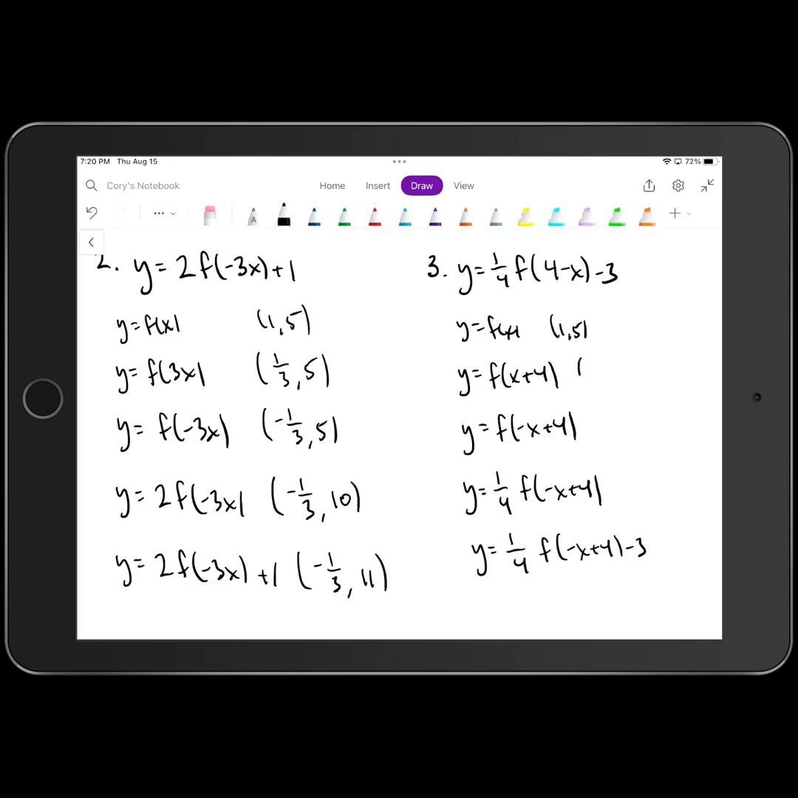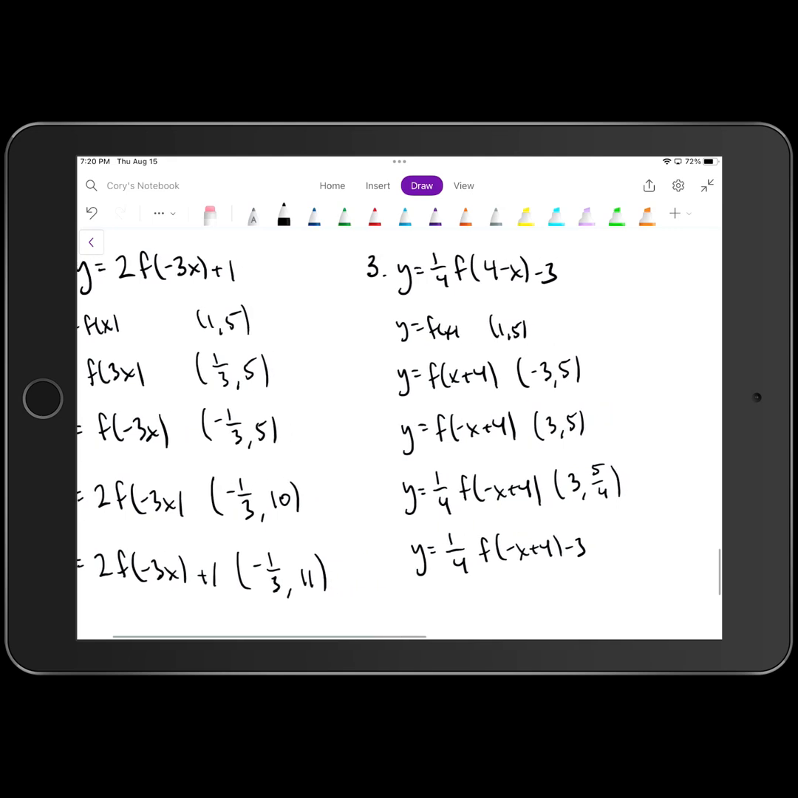Okay, so if we shift the graph to the left 4 units, our point is going to be at negative 3, 5. Our next step is if we take a y-axis reflection, we're going to take the opposite of the x coordinate. So that is now at 3, 5. When I multiply out front by 1/4 and vertically compress, we're going to take the y coordinate and multiply it by 1/4, which is 5/4.